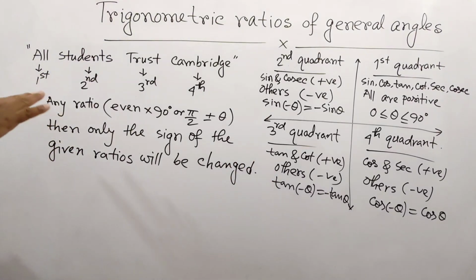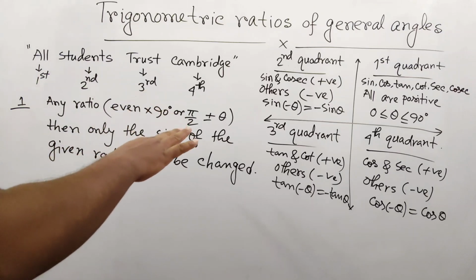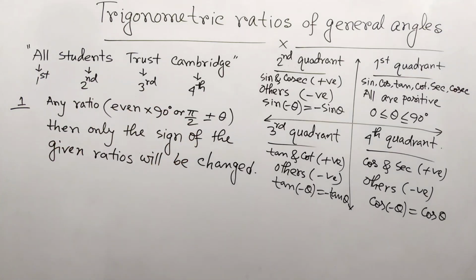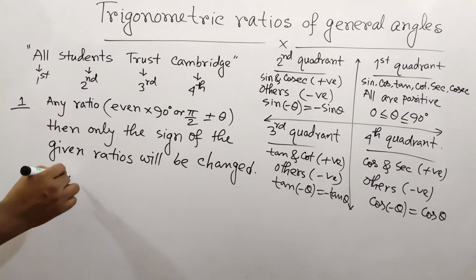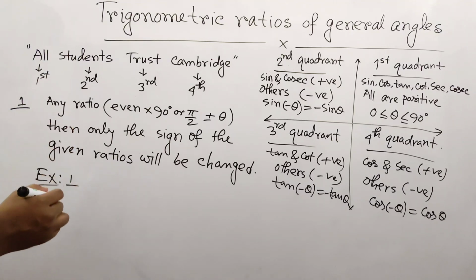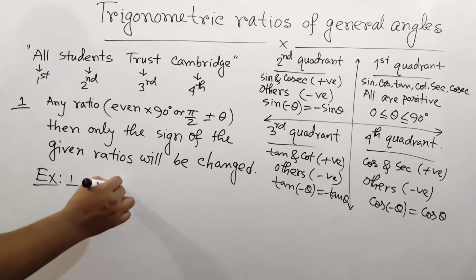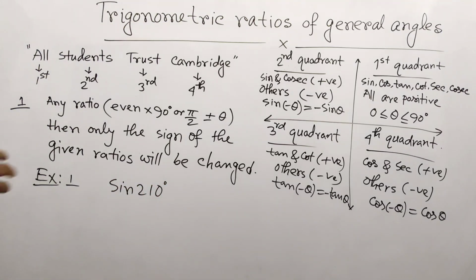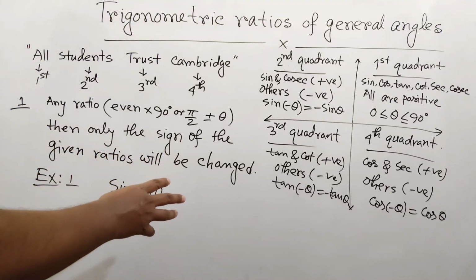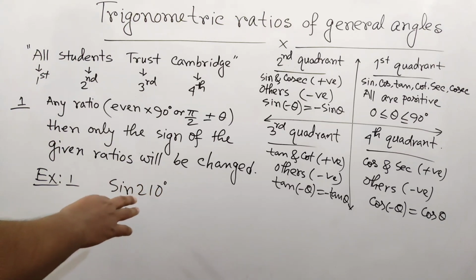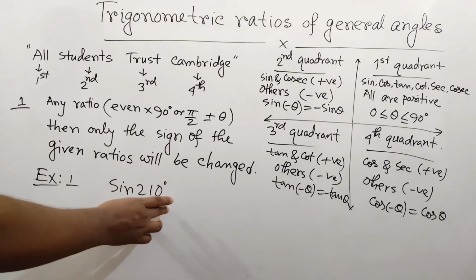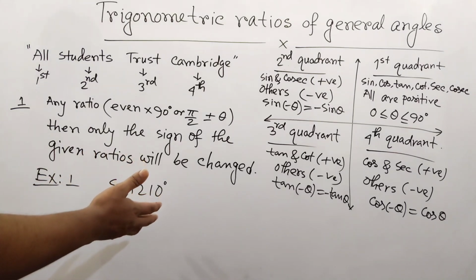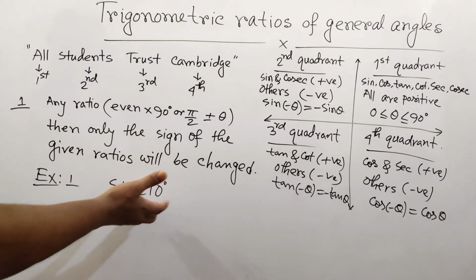Okay, so the ratios will remain the same, but only the sign of the ratios will be changed according to these rules. Now I'll give you some examples. Example 1: sine 210 degrees. Suppose a question is given, sine 210 degrees, and asks you to find the acute angle of this given angle, that is, what will be the acute angle of this ratio.